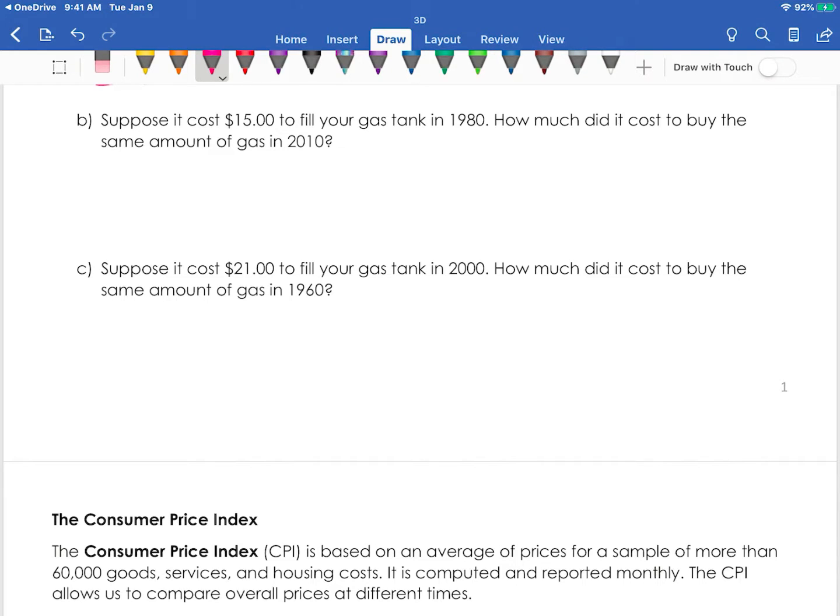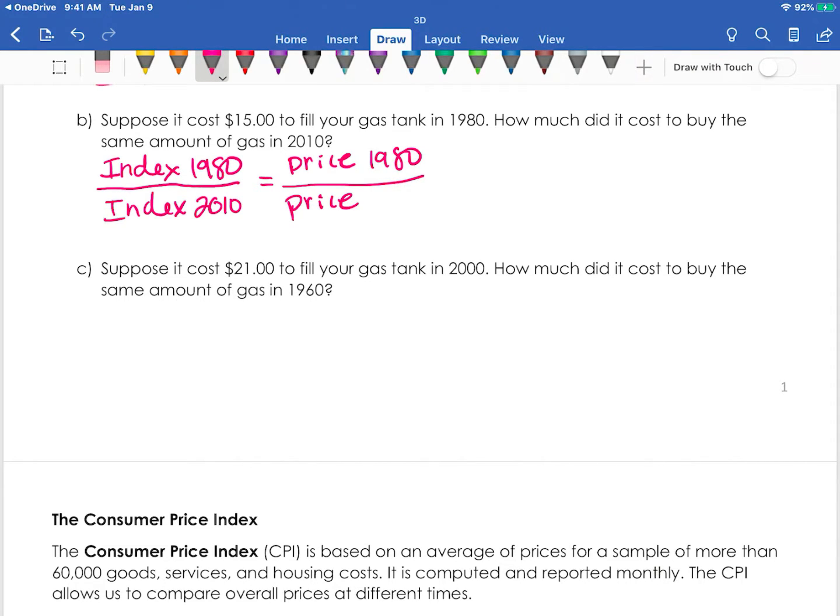When we do this, we're going to set up a ratio. We're going to do the index for 1980 over the index for 2010, and then set it equal to the price of a tank of gas in 1980 versus the price of a tank of gas in 2010. Notice, and this is very important, if I put the index for 1980 on top, the price for 1980 needs to also go on the top. If I put the index for 2010 on the bottom, the price for 2010 needs to go on the bottom. They need to line up so that it's consistent.